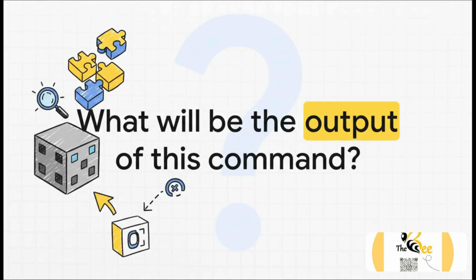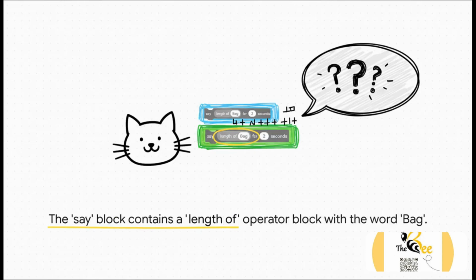We've got a command here, and the question is, what's the final output going to be? You really got to read the code on this one. So what's so cool here is how the blocks are nested. They're sitting inside each other. The outside block, the big one, says "say." That means the character is going to make a speech bubble.